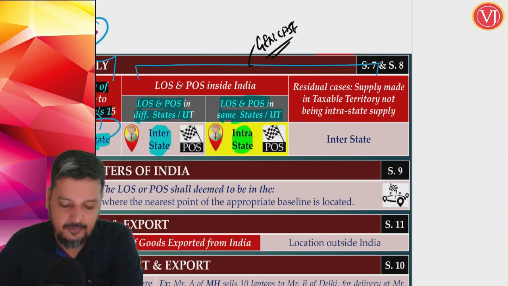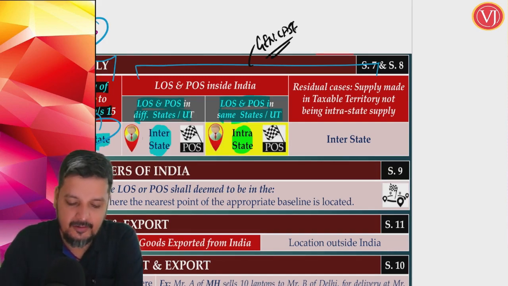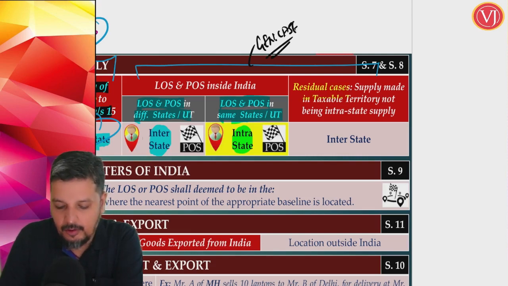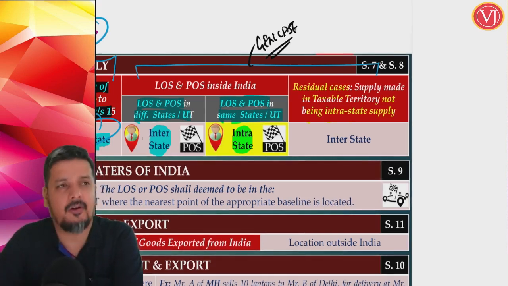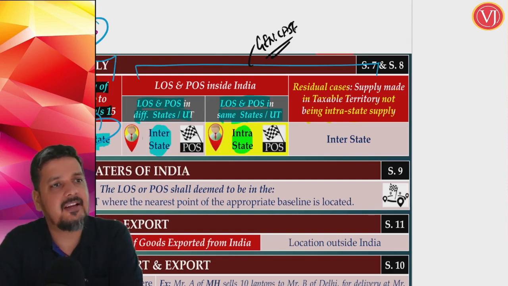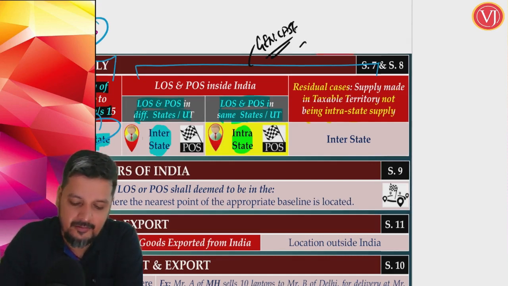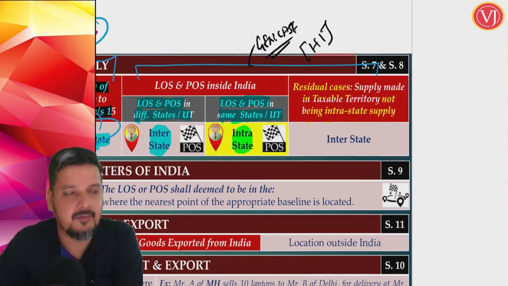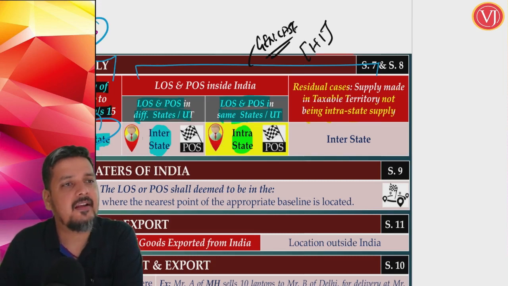But what if I tell you that there is a residuary scenario where you are not sure whether it is intrastate supply or not? In general case, there is a residuary scenario. In general case, there is an exception. So general case, you have to read it as 1 plus 1. There is an exception. Now, what is that exception?